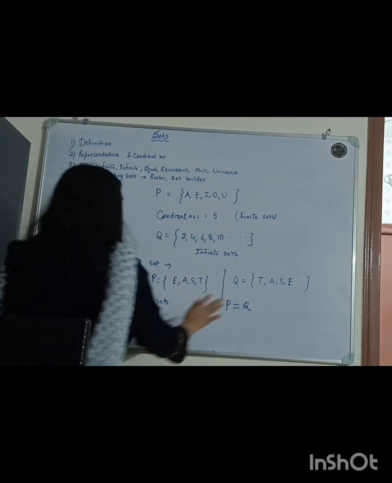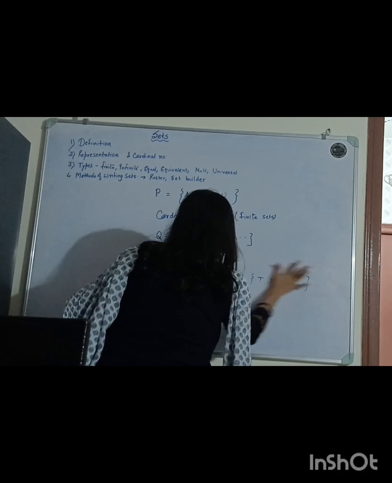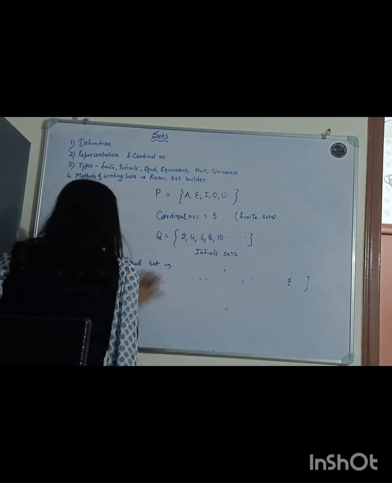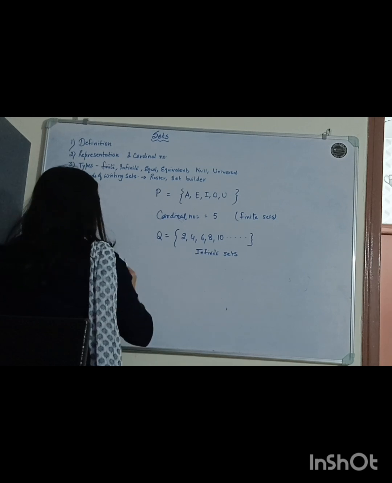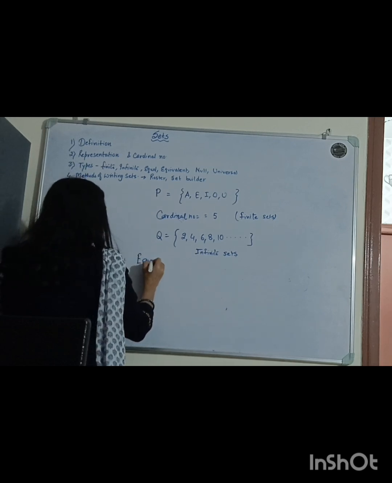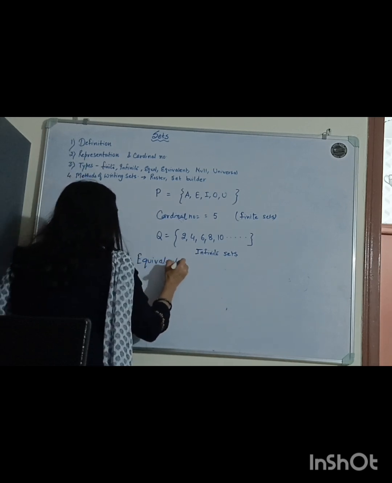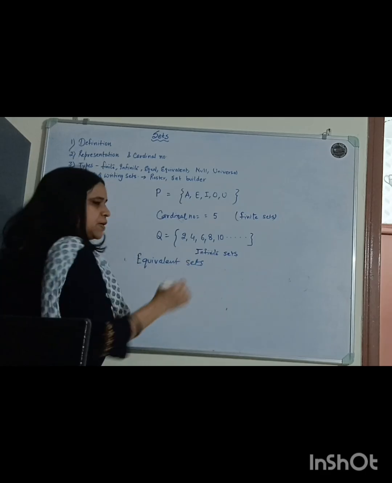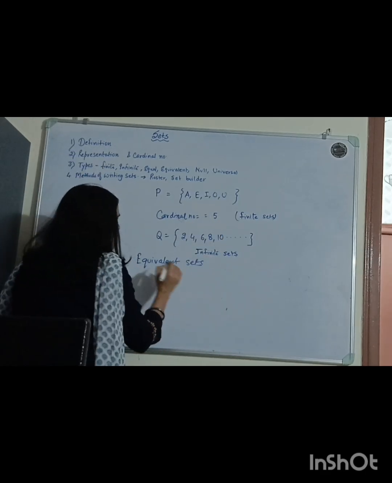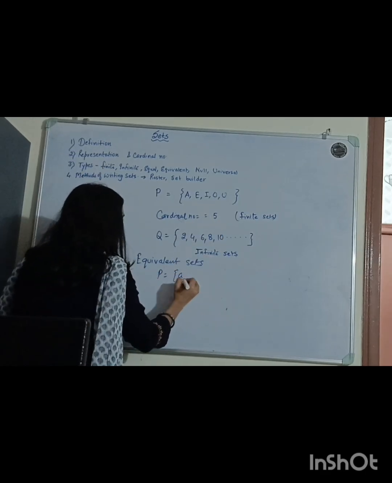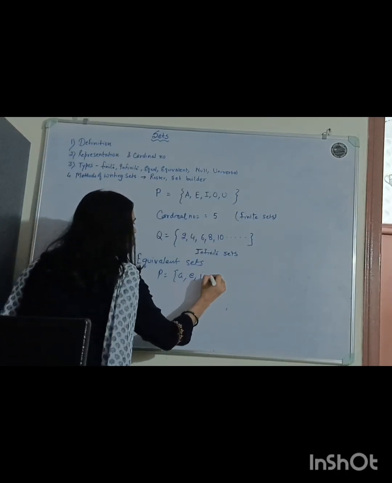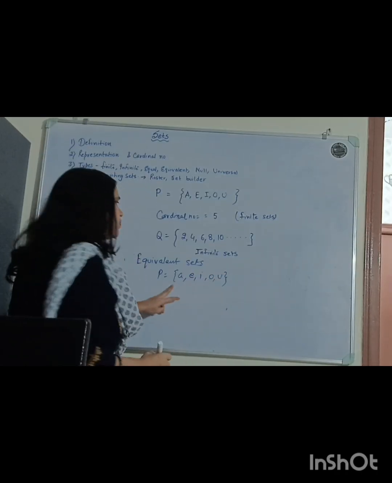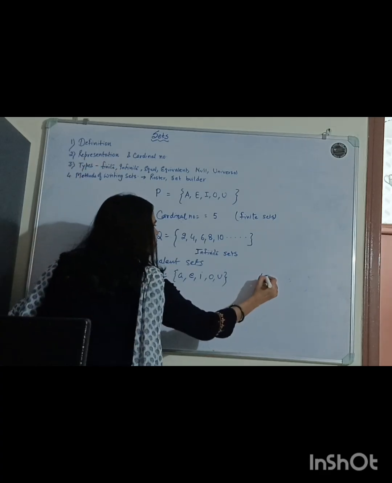Now I am going to tell you what equivalent sets are. In equivalent sets, suppose P equals the collection of vowels A, E, I, O, U. So how many members are there? 5. The cardinal number is 5.